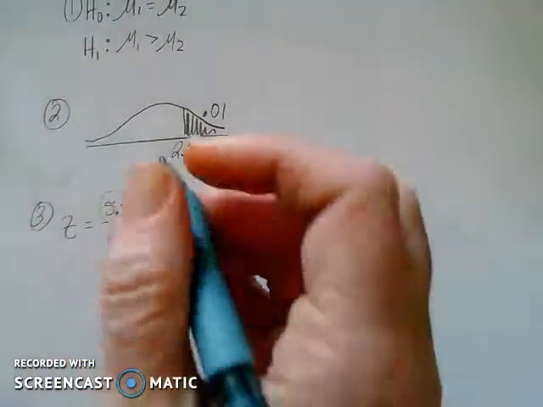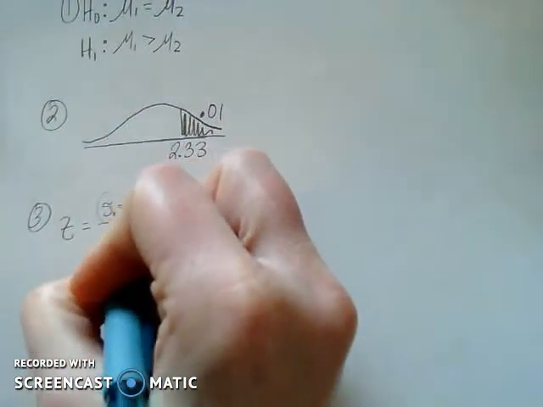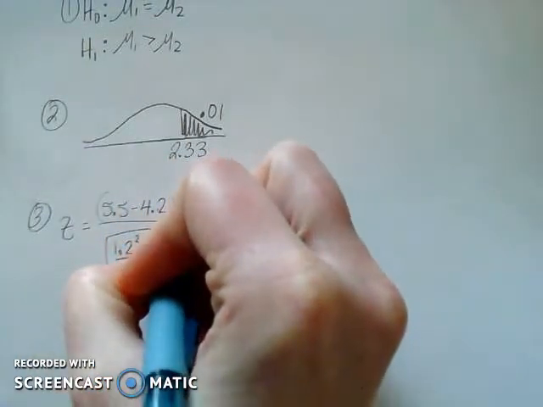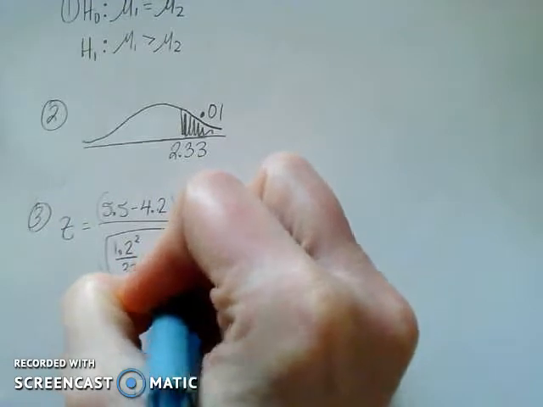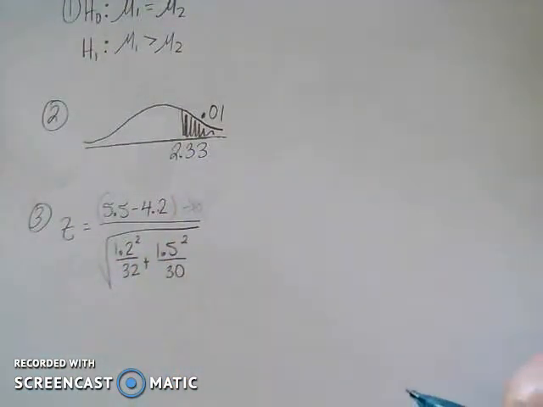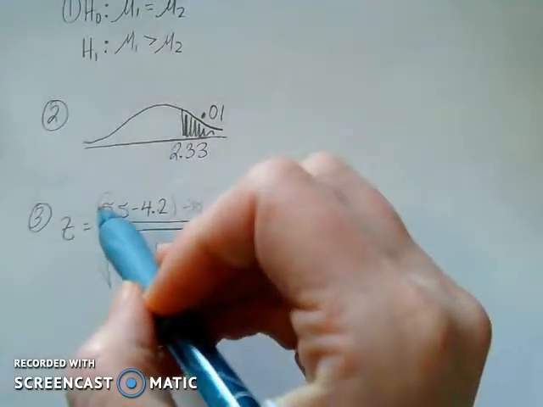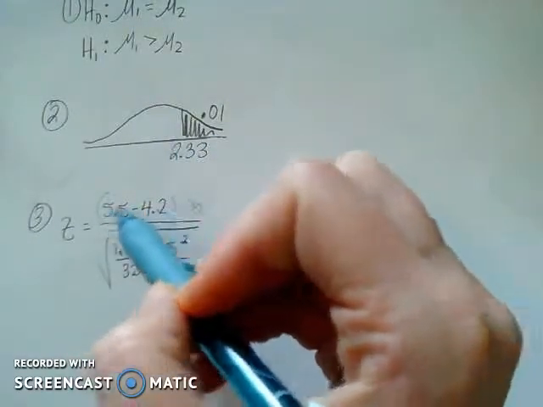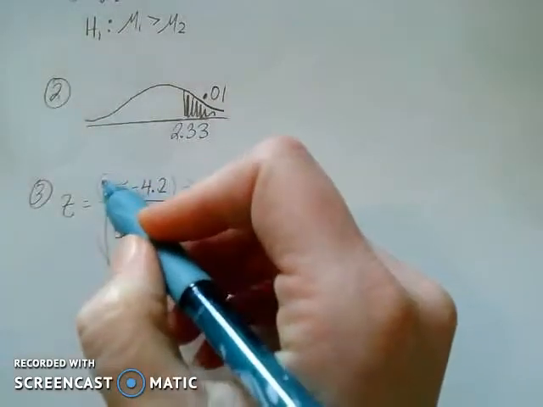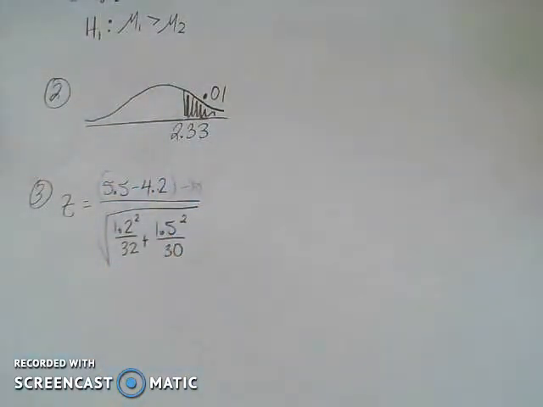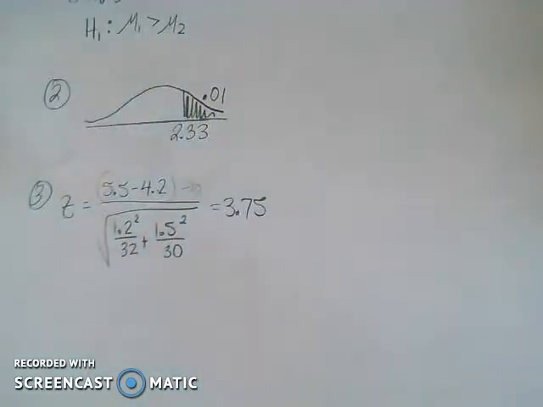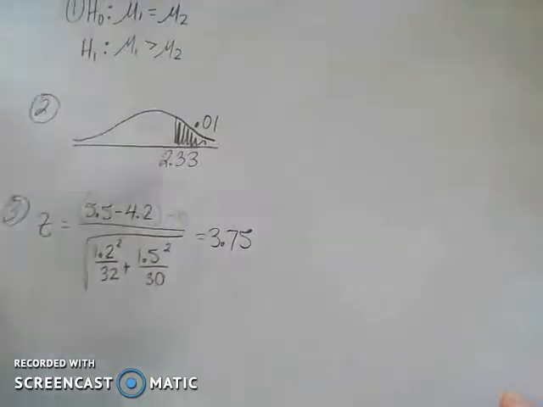Over the square root of 1.2 squared over 32 plus 1.5 squared over 30. So again, sample sizes don't have to be the same like they were in that first one. So plug this all in at once, or again, some people like to subtract it first and then just do that number divided by, that's fine. But if you do it all at once, make sure you put that whole thing in parentheses. You should get 3.75. So we're getting some pretty big z-scores here.